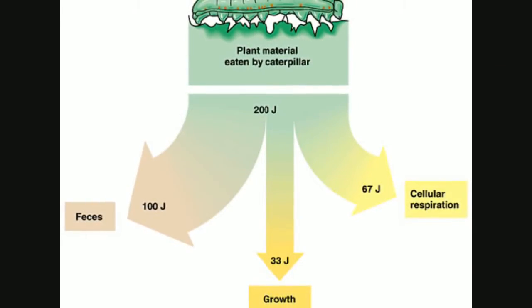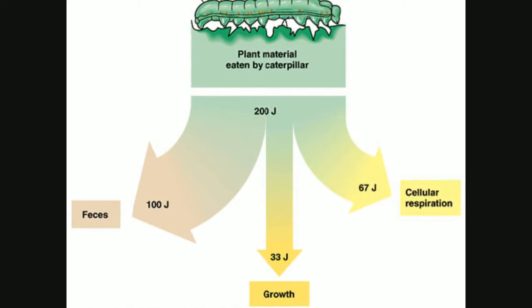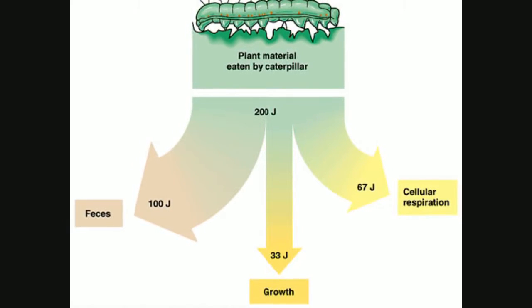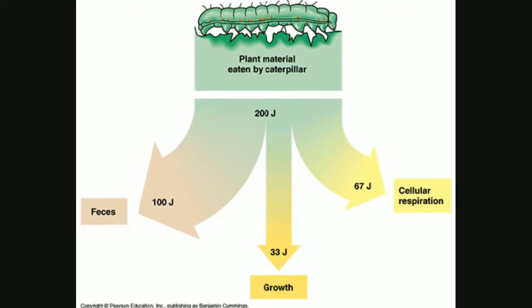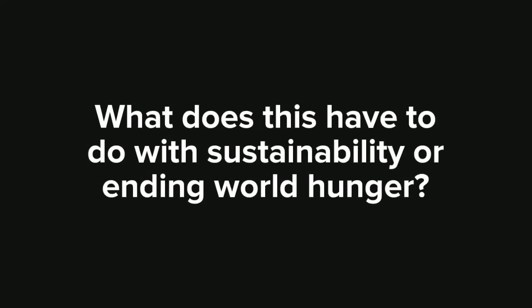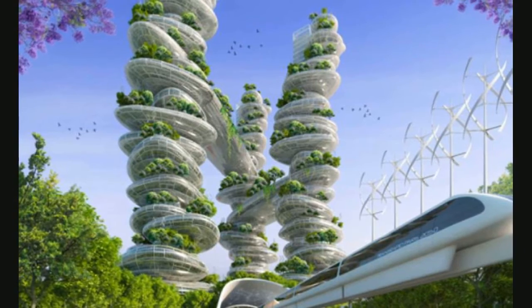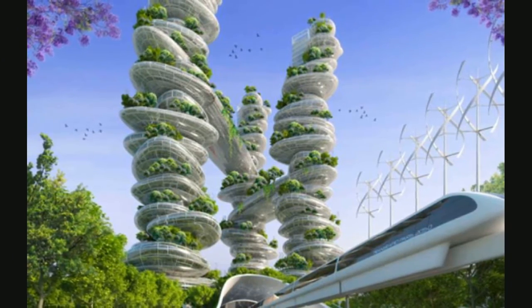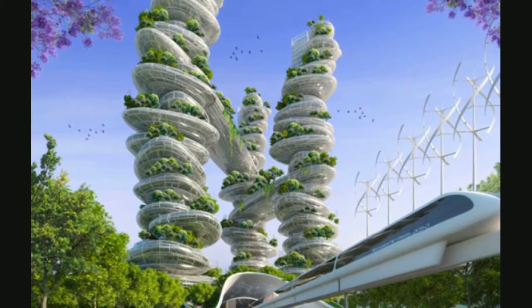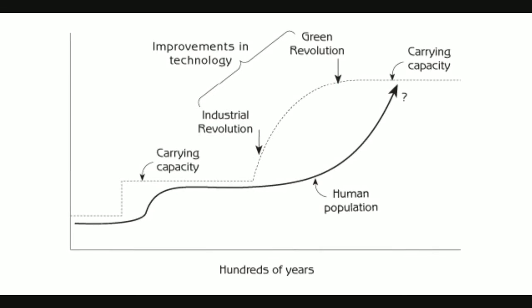Therefore, there is never a completely efficient transfer of energy from one trophic level to the next, and it can be concluded that the vast majority of available energy is lost when food passes from one trophic level to the next. So, what does this have to do with sustainability or ending world hunger? Well, there is a limited amount of space on Earth where food crops can be grown. That means there is a limited amount of potential food energy with which we can be fed, which means there is a limit to how many of us this planet can hold.